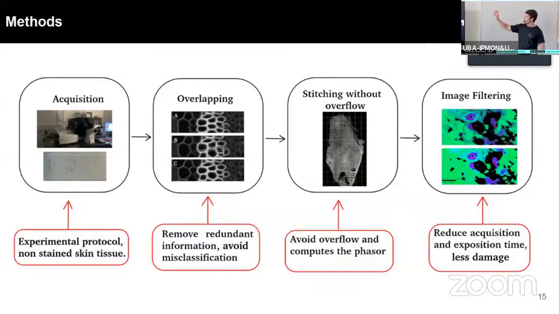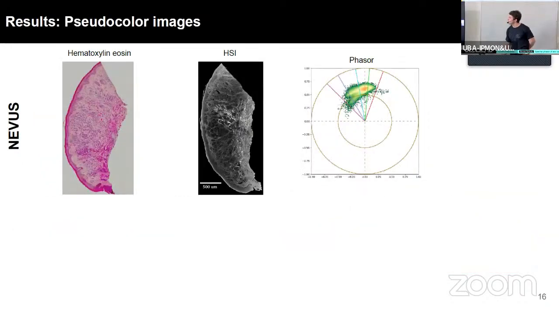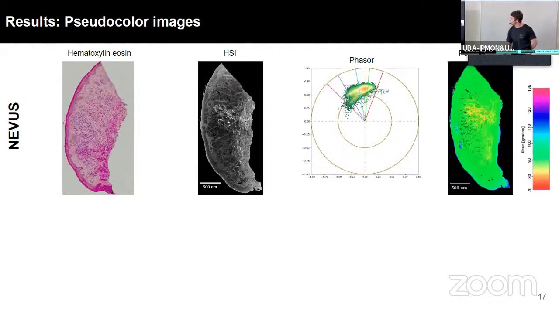To compute the phase, and finally we have the image. What are the results? This is the hematoxylin and eosin image from the nevus, the hyperspectral image, and the phasor that you can see here. The major components are around 90 degrees, and the pseudocolor image we get in this scale is everything green, because it corresponds to the range from 19 to 100.